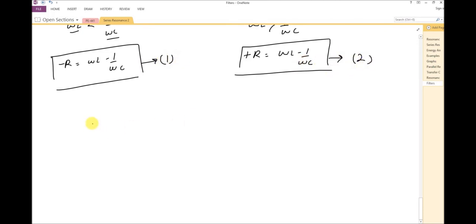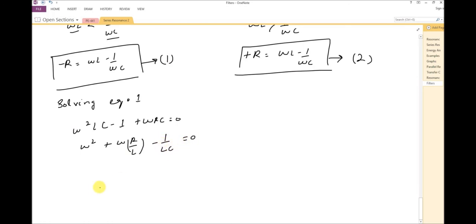So now if I will be solving equation 1, it will become omega square LC minus 1 plus omega RC is equal to 0, and after further solving, taking LC common, it will be omega square plus omega R over L minus 1 over LC is equal to 0.